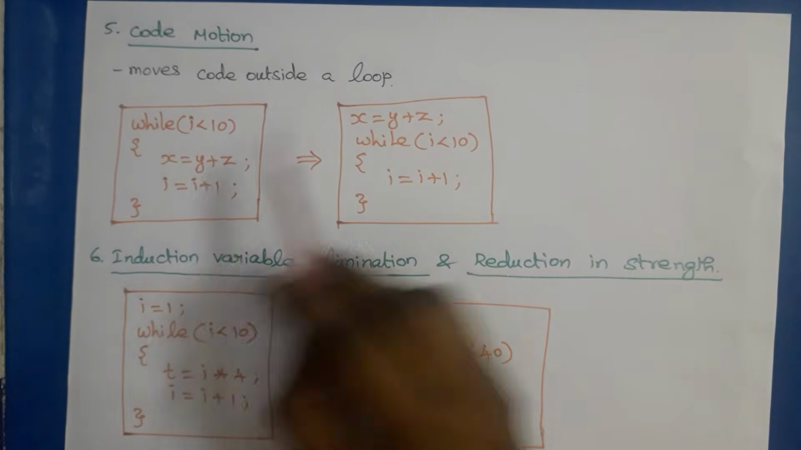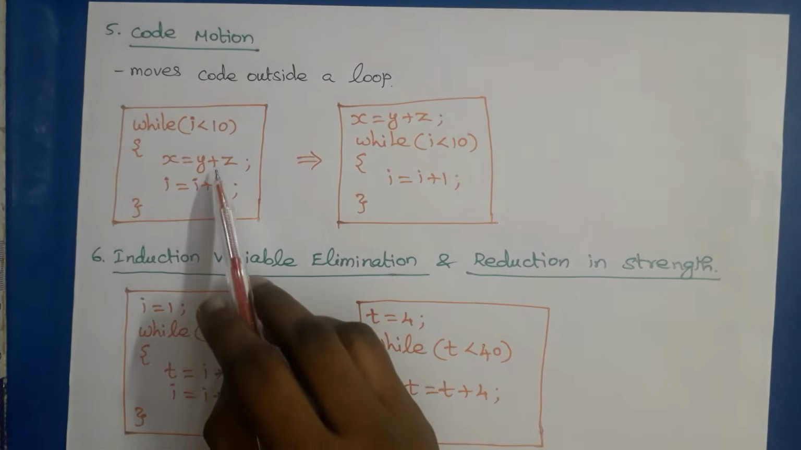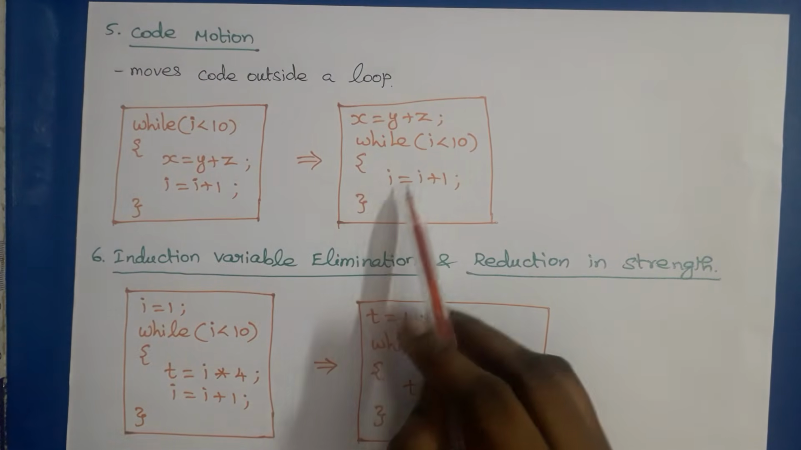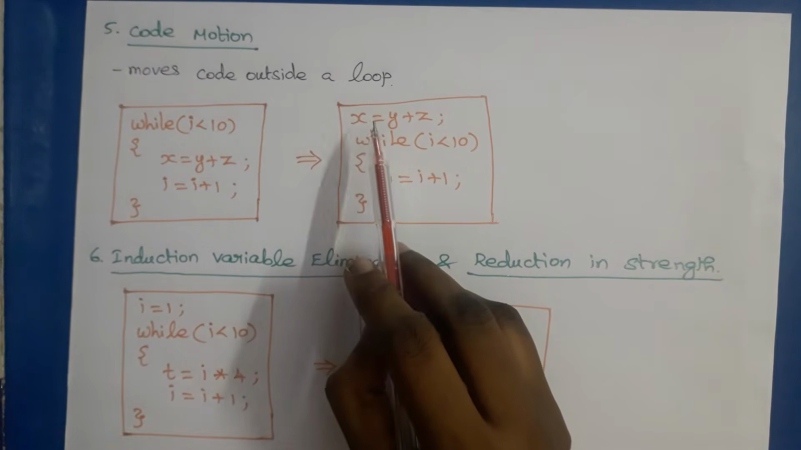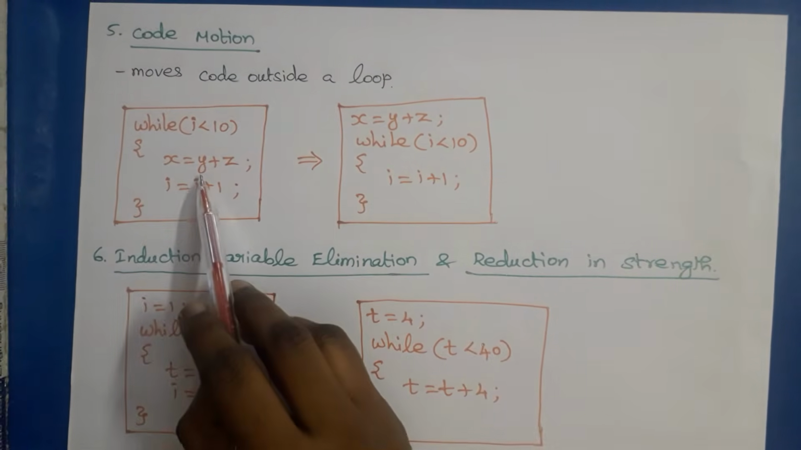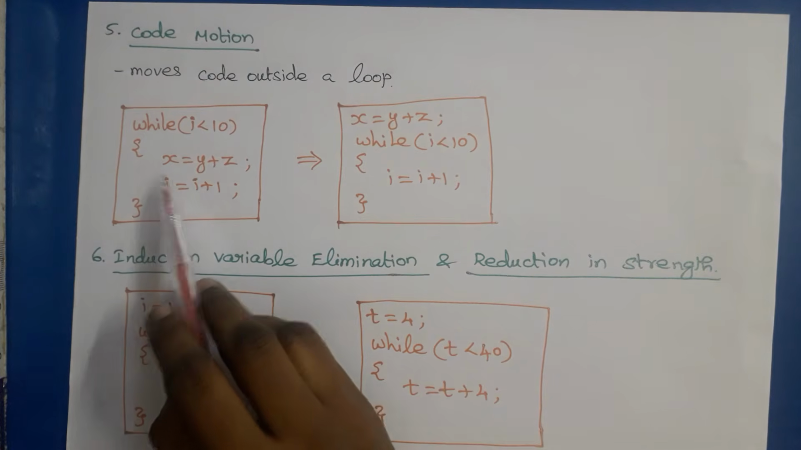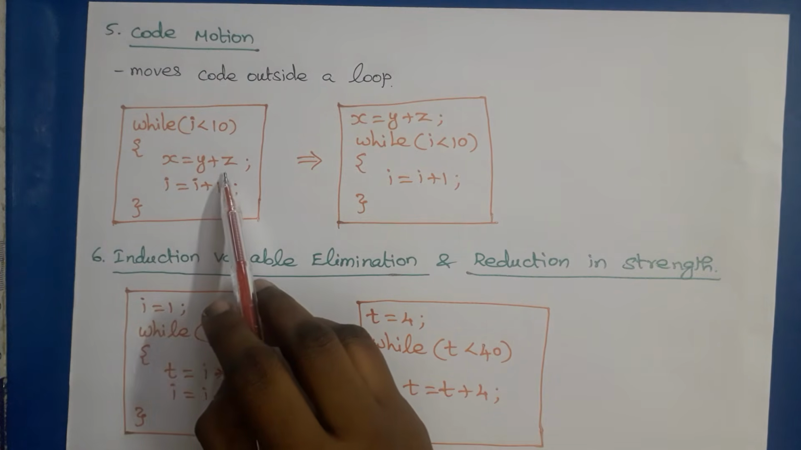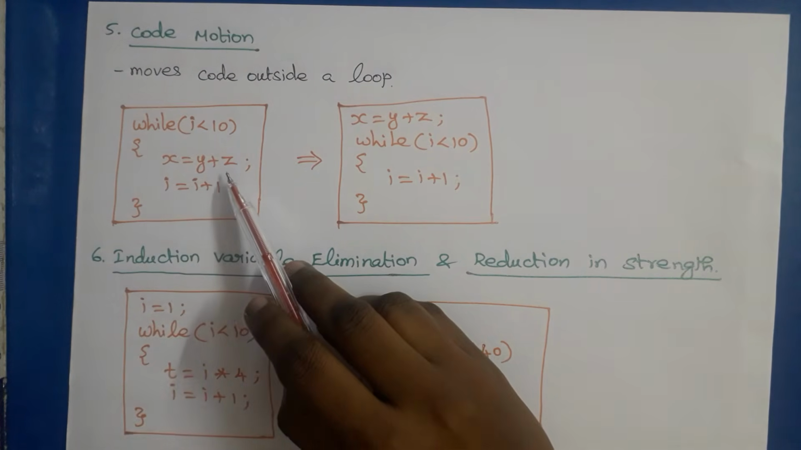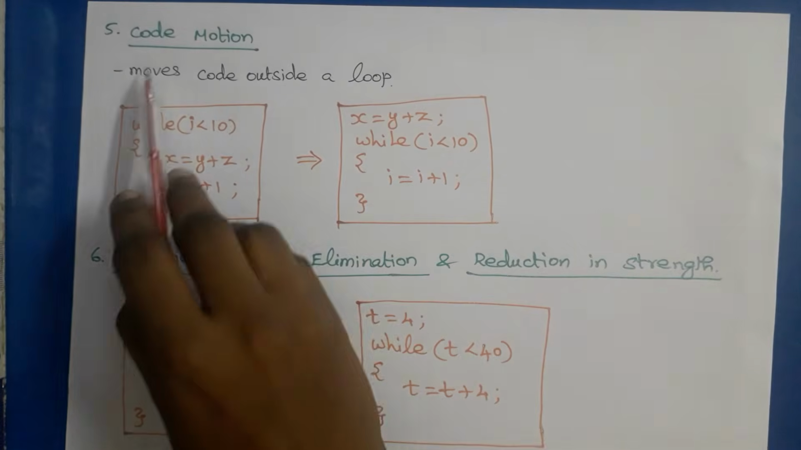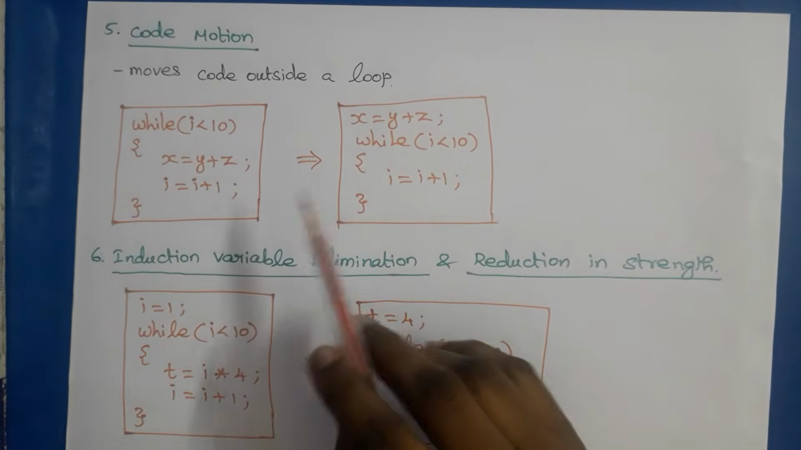If we move this statement outside the loop, then the number of statements inside the loop is reduced. Here the statement is executed only once, but in this case, x equals y plus z is executed 10 times. But every time it will give the same result, so we can move this statement outside the loop. This is called code motion or code movement.